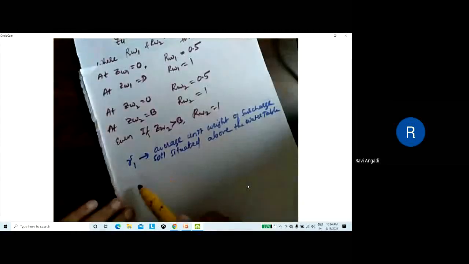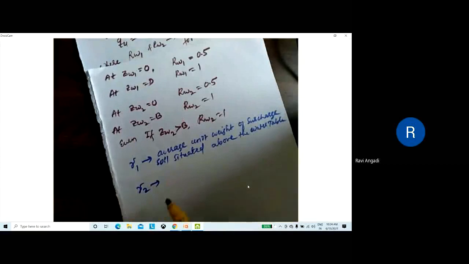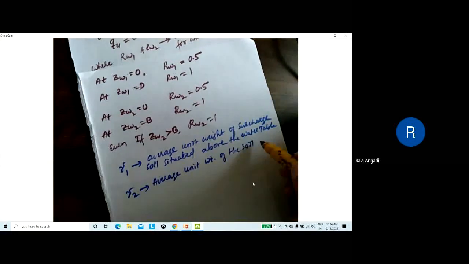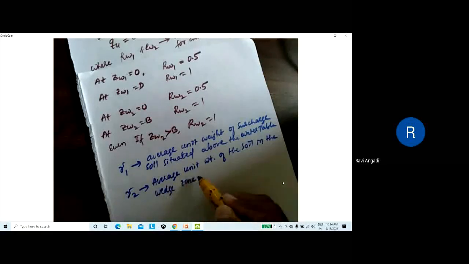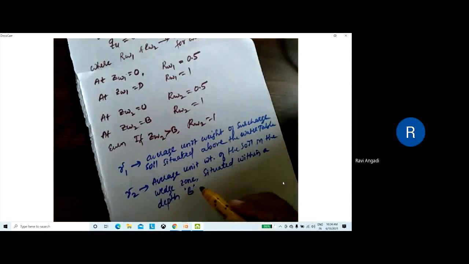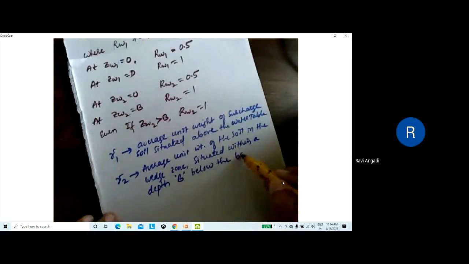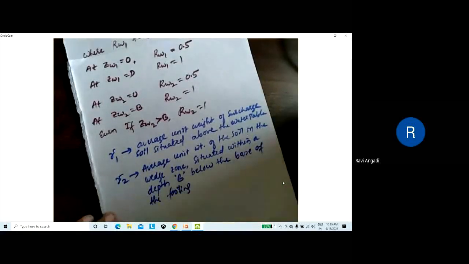Second term, gamma 2, the average unit weight of the soil in the wedge zone, situated within a depth B below the base of the footing. Below the base of the footing. Okay, so this is in the third term. All right, here in the third term you have to modify.